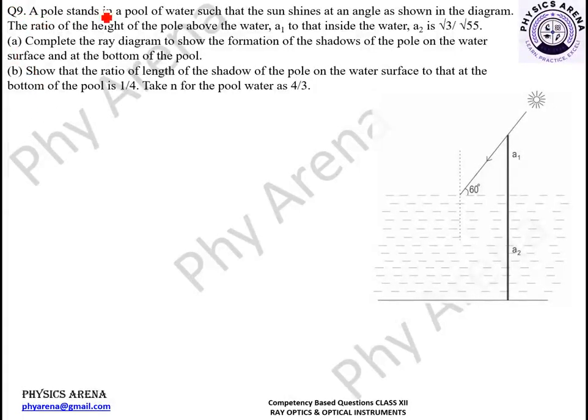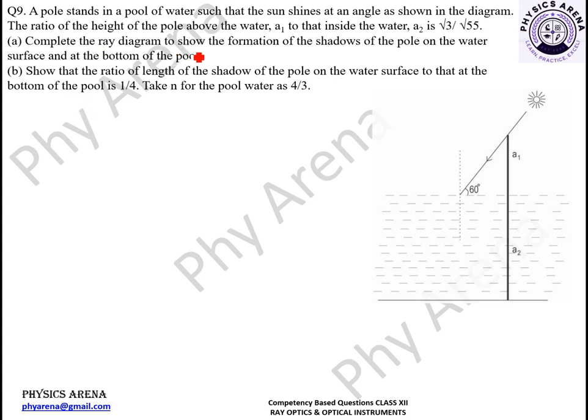Question 9. A pole stands in a pool of water such that the sun shines at an angle as shown in the figure. The ratio of the height of the pole above the water, denoted by A1, to the height inside the water, denoted by A2, is root 3 by root 55.